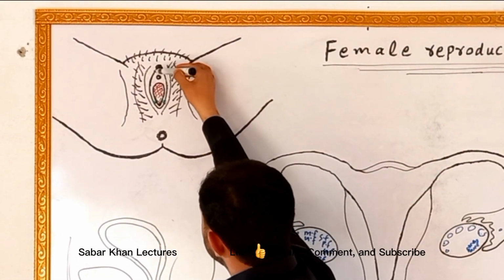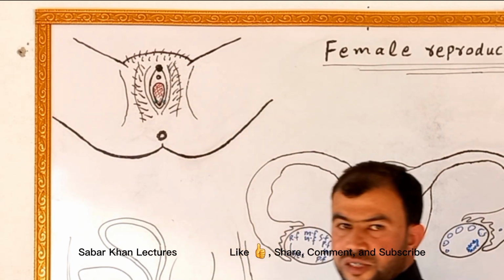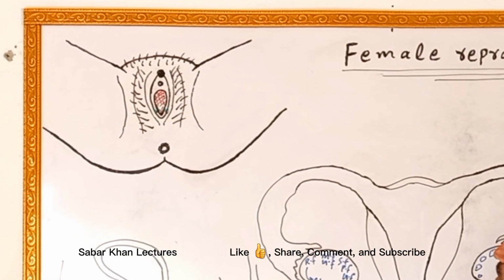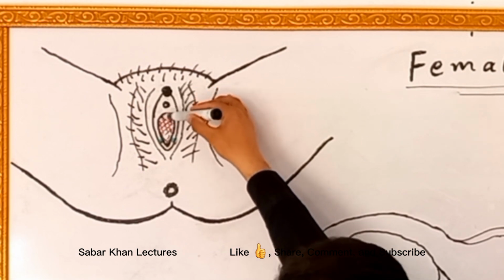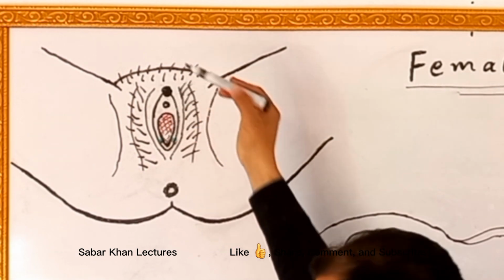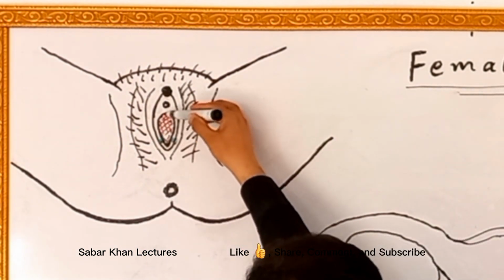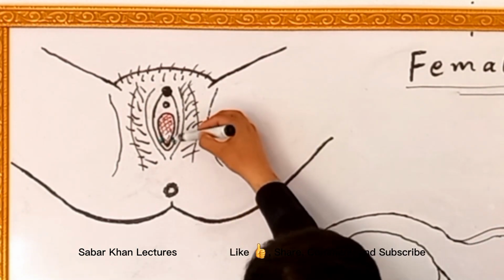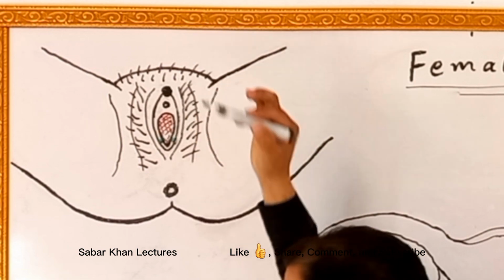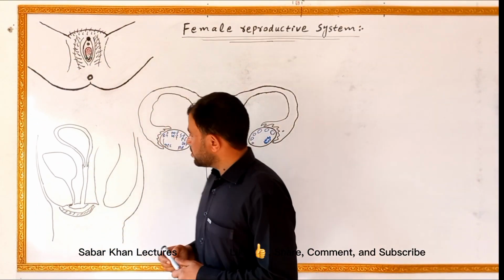Below the clitoris and inside the labia minora, this region is called the vestibule. Vestibule has the urethral opening. This is the urethral opening. And below the urethral opening, there is another opening which is called the vaginal opening. The vaginal opening is partially covered by the hymen membrane, which is a sign of virginity. And there are two Bartholin glands on each side of the vaginal opening. This is the female anus.